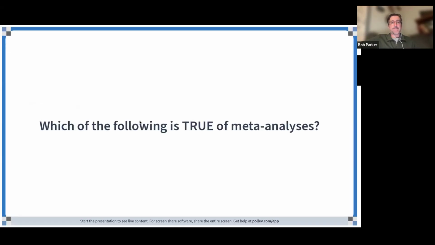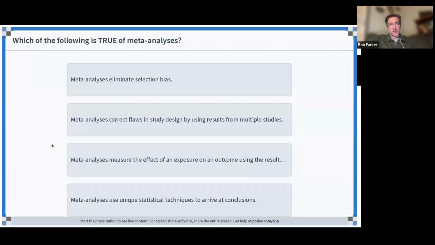All right, next question. Which of the following is true of meta-analyses? Meta-analyses eliminate selection bias. Meta-analyses correct flaws in study designs by using the results from multiple studies. Meta-analyses measure the effect of an exposure on an outcome using statistics. Meta-analyses use unique statistical techniques to arrive at conclusions. Okay, meta-analyses. 5 seconds. There's no harm in guessing. Make sure you try.